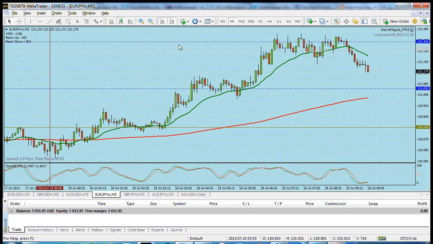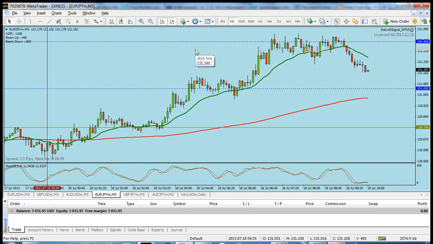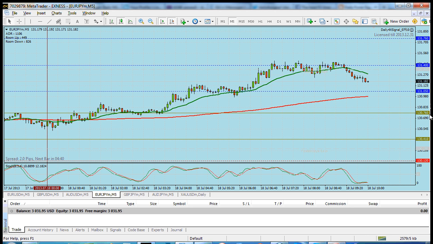Other than that, I also use daily high and low lines, and this line that you see over there is showing the high of yesterday. There is another line below this which is showing yesterday's low.